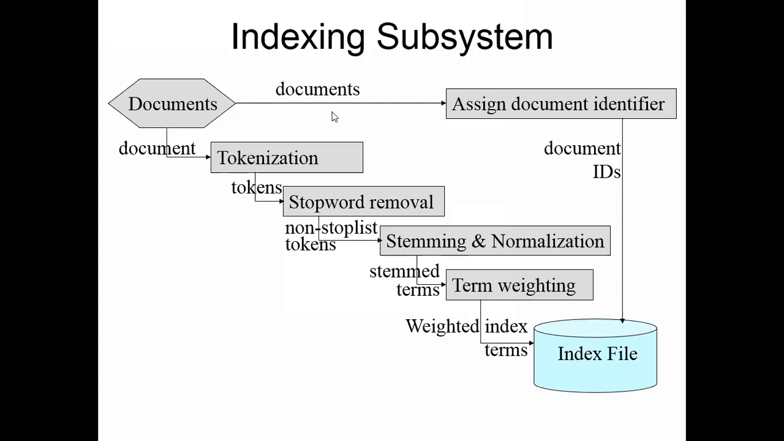So during indexing, since the input is the collection and the output is the index file, the document has to be converted into index terms. To convert the documents into index terms, we have to apply tokenization, stop word removal, stemming, and normalization.